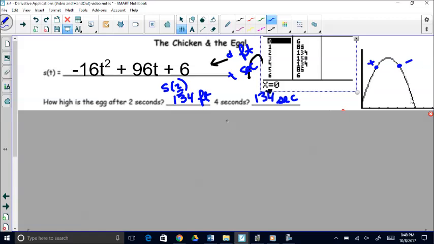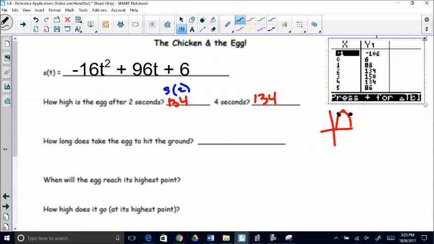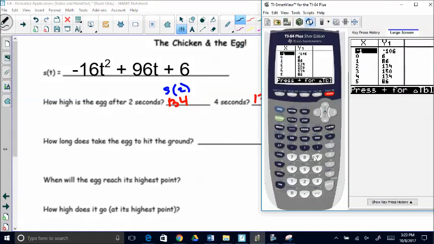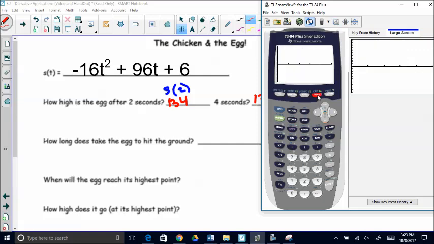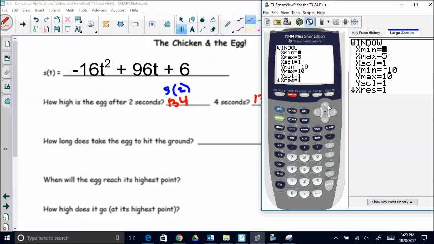All right. Now, well, if we look at our table, can we find it? So when is the position back at 0? Well, I know it's between 6 and 7 seconds, but I don't know exactly where. So if I have a calculator, I would simply find my 0. So I would go back out to trace. Let's change our window up some for this problem.